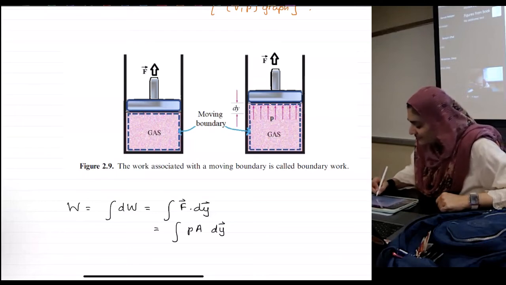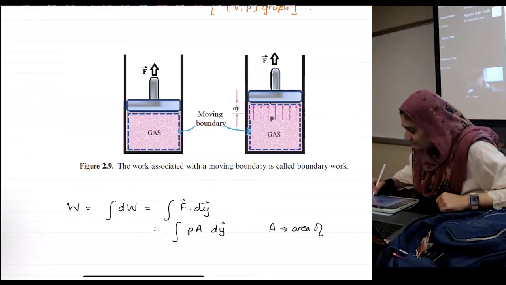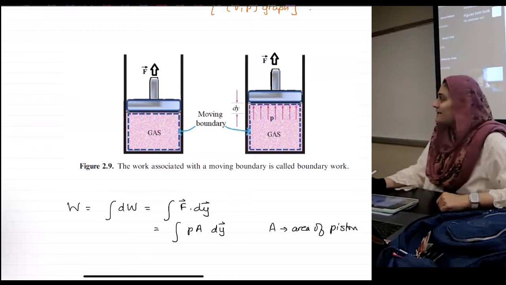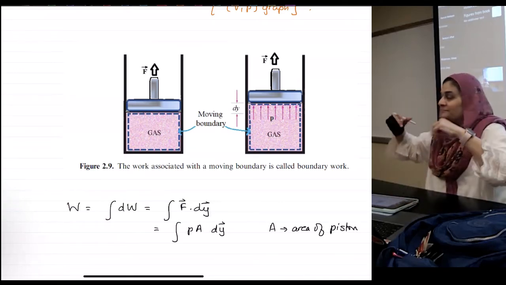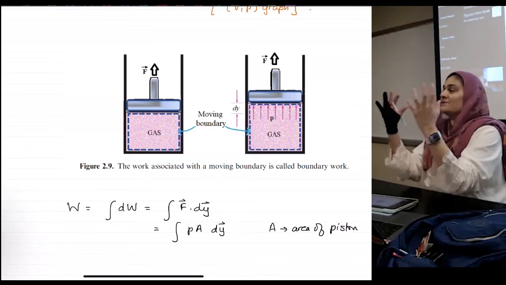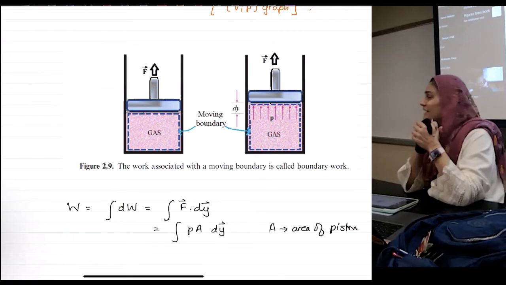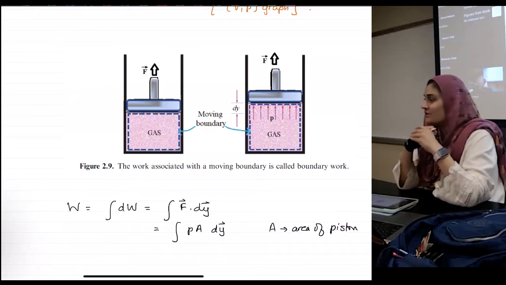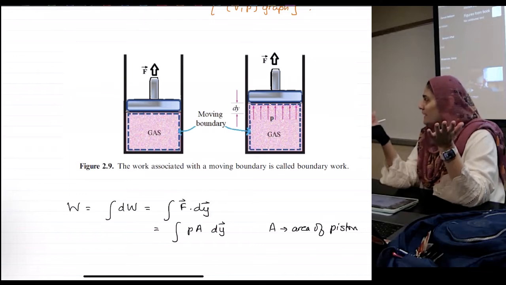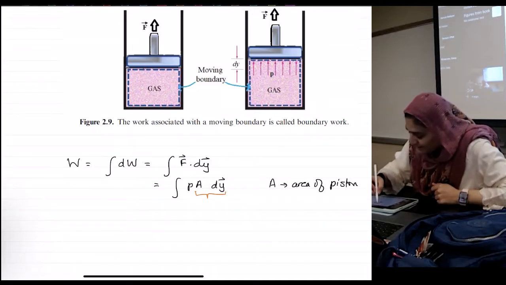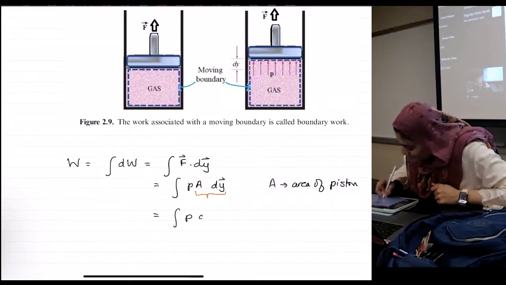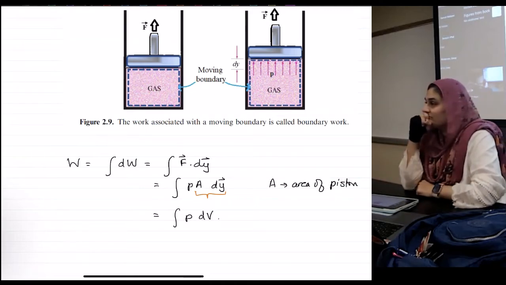What is A? The area of the piston. Does that change ever? No, the cross-sectional area of the piston, right? Or the cross-sectional area of the entire cylinder, will that change? No. What is the only thing that's changing? The delta y, the dy. May I then combine these two and write P dV? A times dy, can I write this as volume?